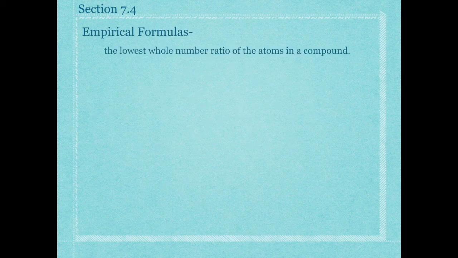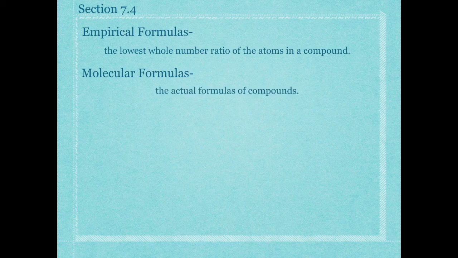And so there are two different terms that you need to learn in order to be able to talk about these formulas. The first one is empirical formula. So the empirical formula is the lowest whole number ratio of atoms in a compound. And so we'll look at some examples in just 1 second. While that's the empirical formula, the molecular formula is actually what you've already been working with. It's the actual formula of a compound.